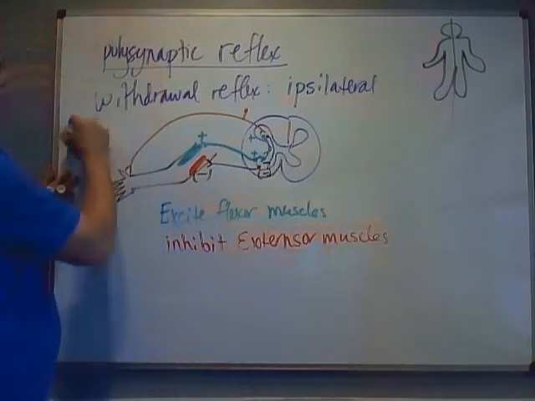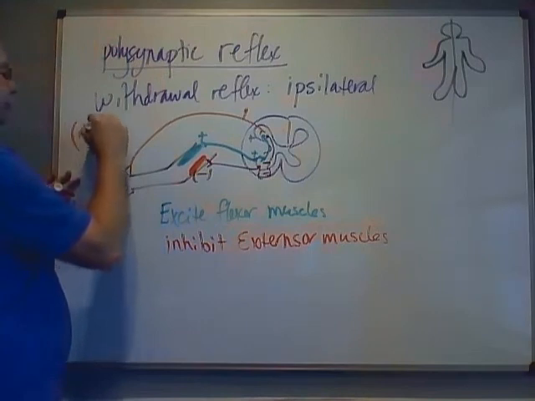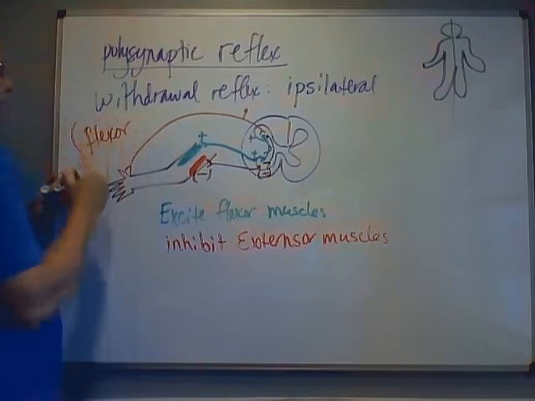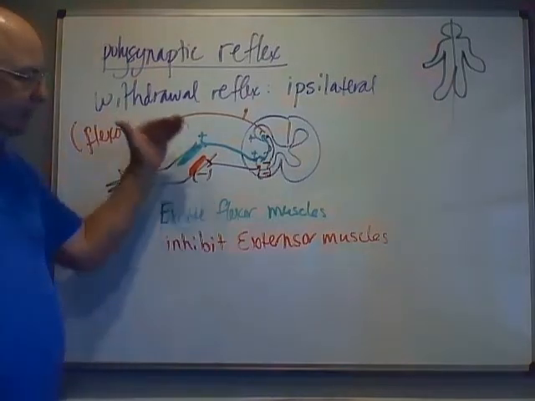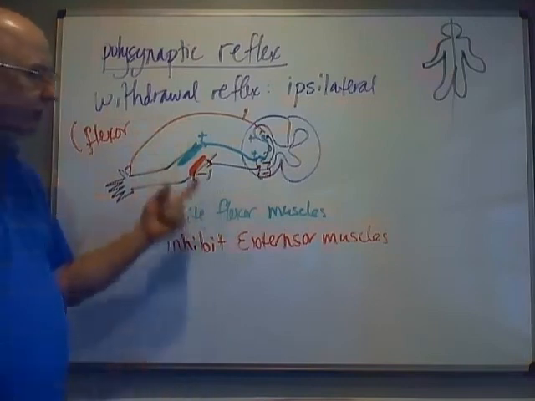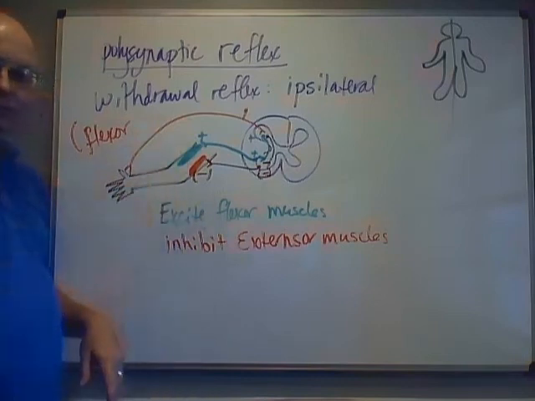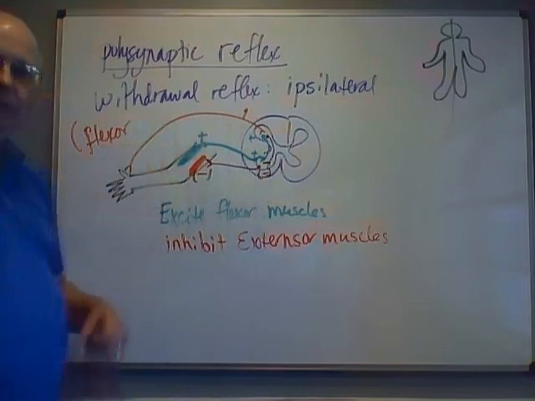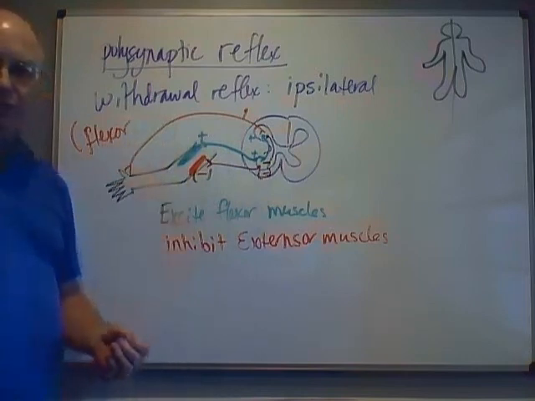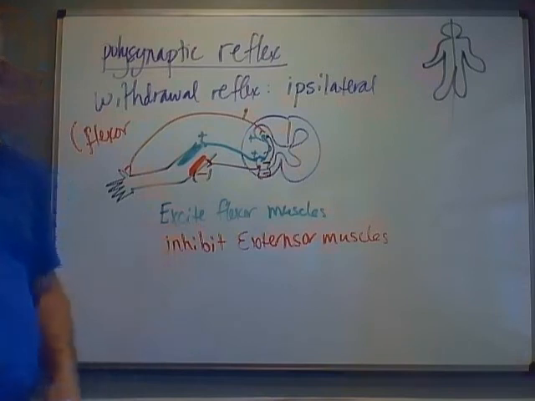So the withdrawal reflex is also called the flexor reflex, okay? Because we're going to flex our arm. It is polysynaptic. I'm going to excite the flexor muscles. I'm going to inhibit the extensor muscles, okay? It's all ipsilateral. Now we got a more complex one to do after that. So make sure you get that information down. It's all written on page 90 in my note set.